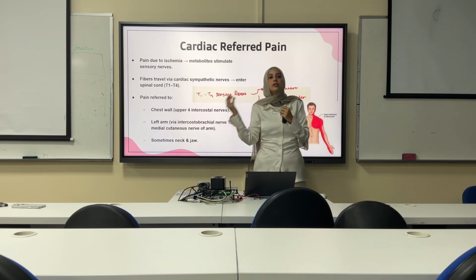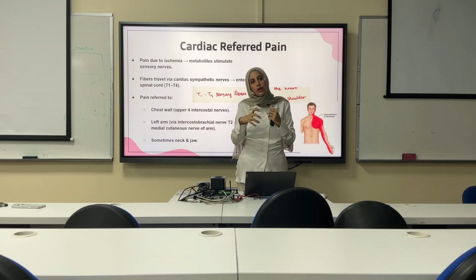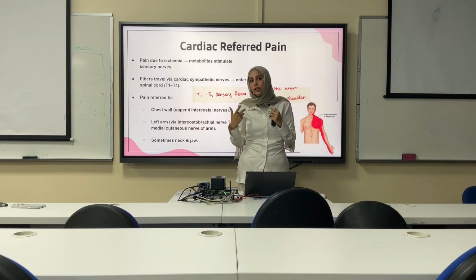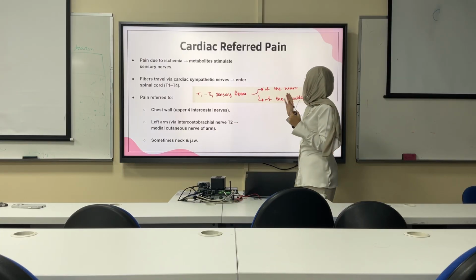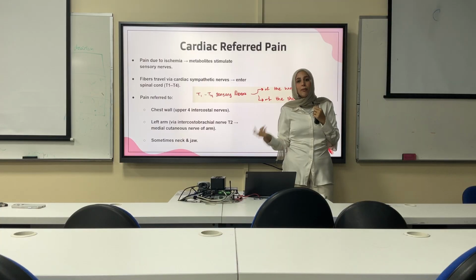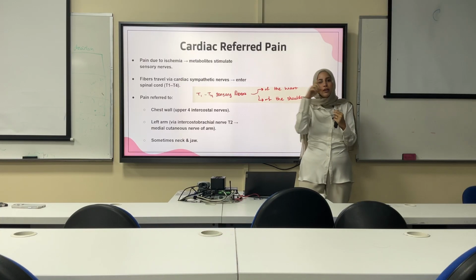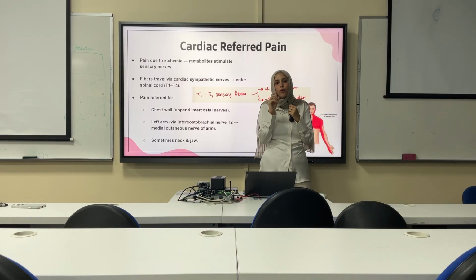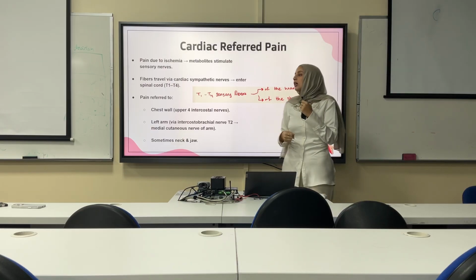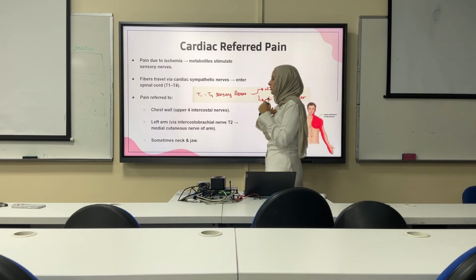Now when it enters the spinal cord at T1 to T4, this area shares the same input, so the brain cannot tell whether this pain is from the heart or from the shoulder. That's why whenever you see an MI patient, he's going to say, oh, the pain goes to my left shoulder. Because the spinal cord doesn't distinguish, they're the same thing, so sometimes it overlaps, they come together.